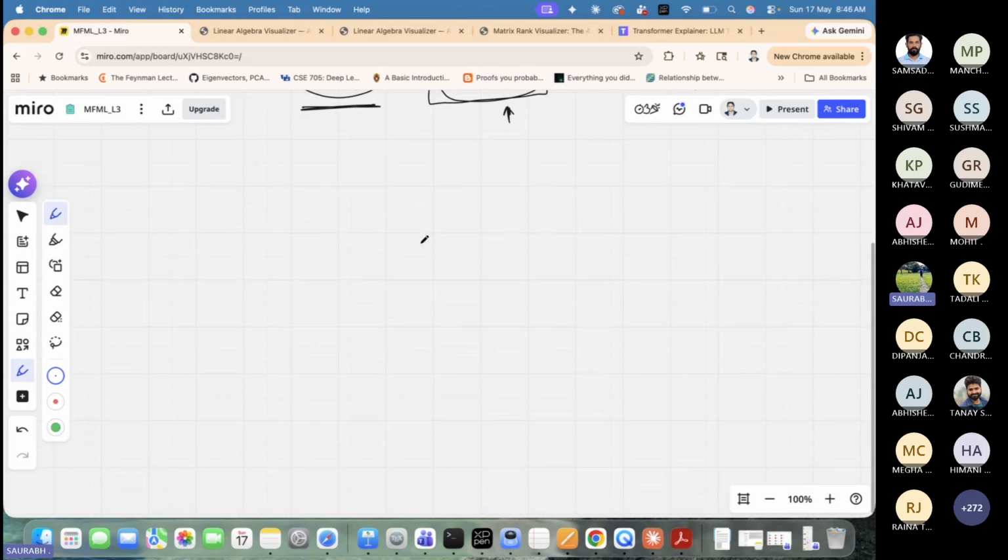So let's start with a simple vector. Let's say we have a vector x equals 2, 3. Now, herein 2 could mean the number of hours.